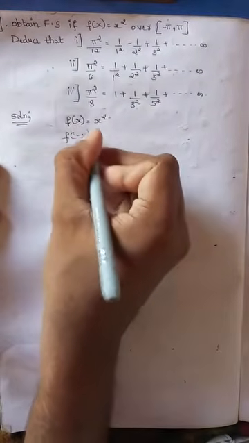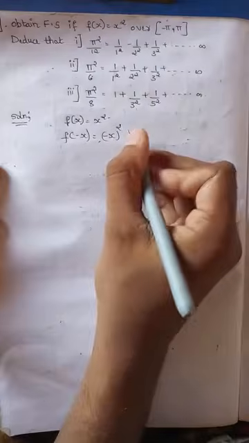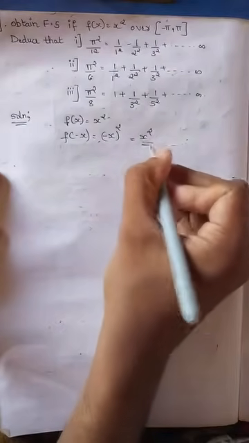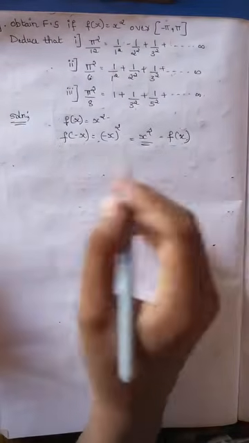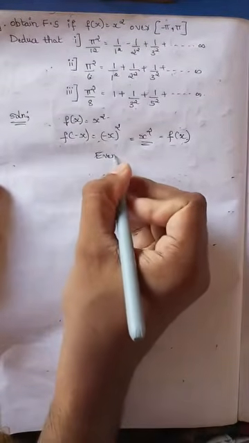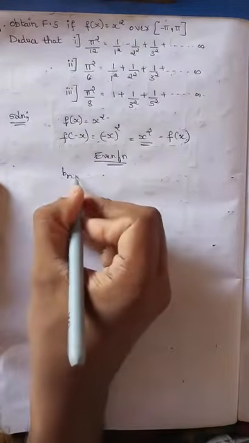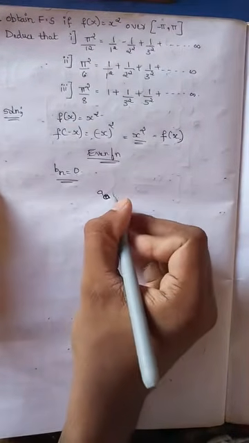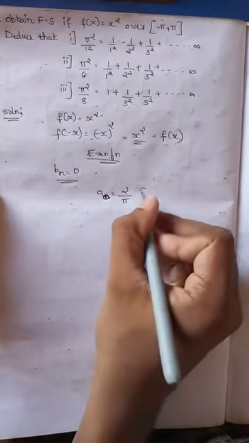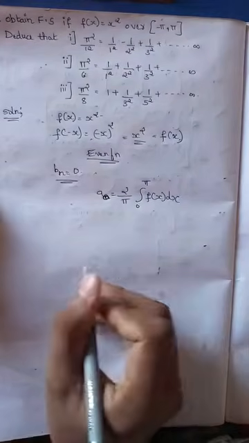First step, f of minus x is minus x whole square, that is equal to x square. So clearly we can see that f of minus x is equal to f of x. Therefore it is an even function. In case of an even function we know that bn equal to 0. So now let's find an and a naught. First we'll find a naught. The formula is 2 by pi, 0 to pi, f of x dx.